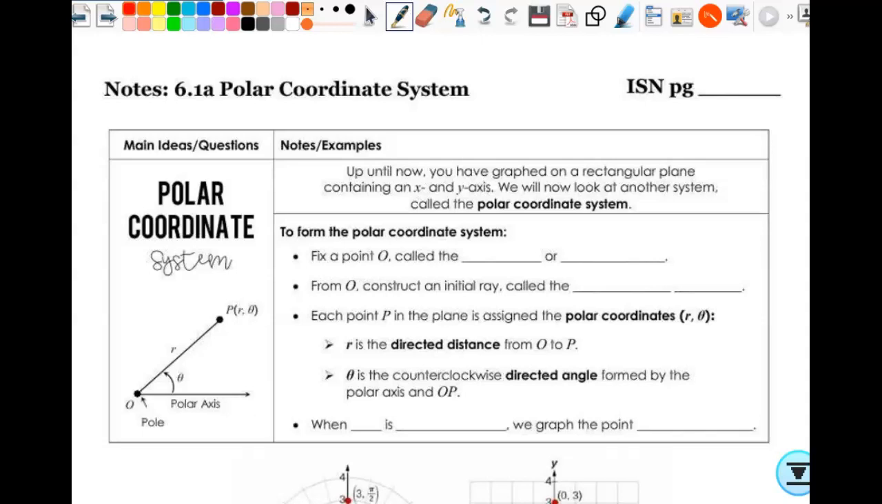So today we're going to look at the polar coordinate system. You are used to graphing in the rectangular coordinate system, which is our Cartesian coordinate plane, or the XY coordinate system. That's all different names for the same thing. But it's not the only coordinate system out there. It's not the only way to plot points and curves and lines and whatnot.